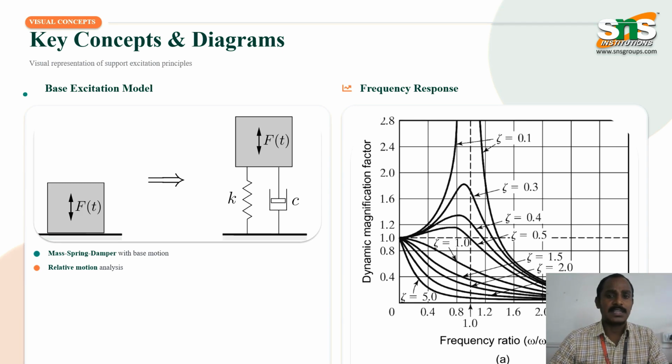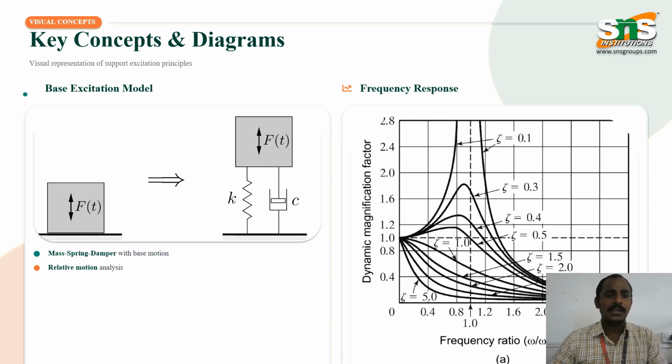Today's topic is the base excitation model. Consider a spring mass damper system where the support moves with a displacement y(t). The mass experiences a relative displacement x(t), and the difference between these motions determines the dynamic response. This concept is fundamental in understanding earthquake resistant buildings, aircraft engine mounts, and vibration isolation systems. Frequency response analysis helps engineers predict how much vibration will be transmitted at different operating frequencies.